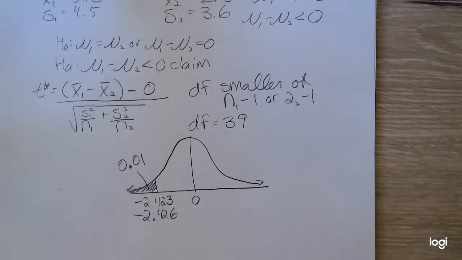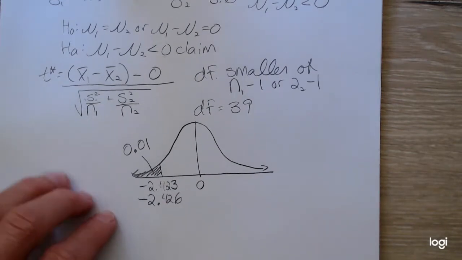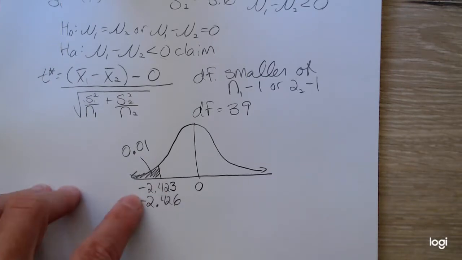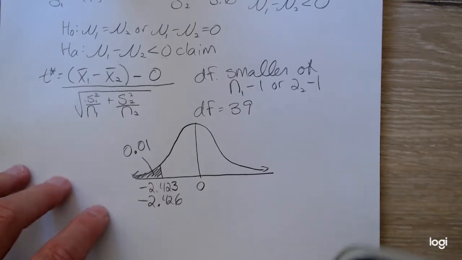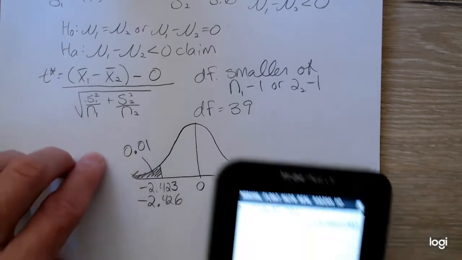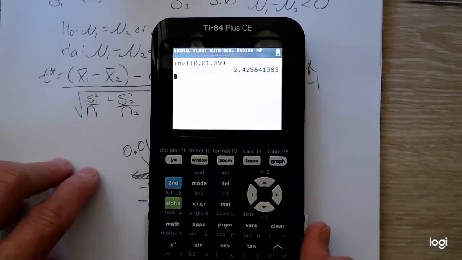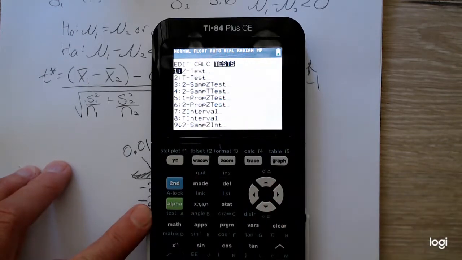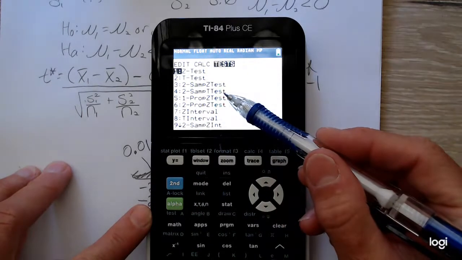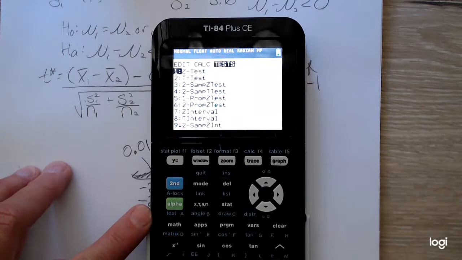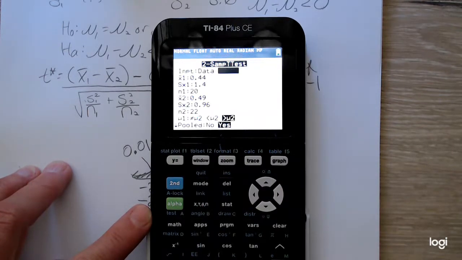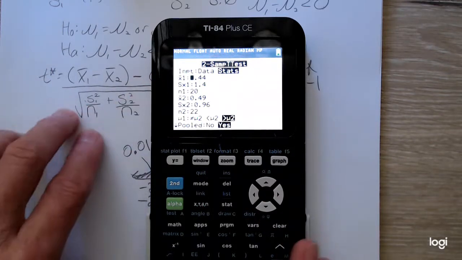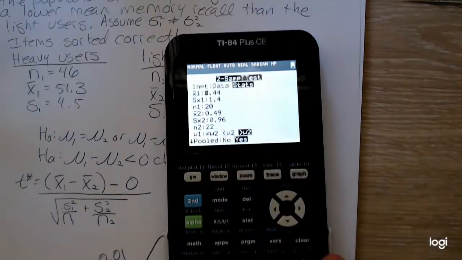reject the null. All right, so now that we have our critical value, we need to see where our standardized test statistic is placed along this horizontal axis. Again, instead of inputting into the formula, I'm going to go to my stat menu in the calculator, over to tests, and option 4 is the 2-sample t-test.